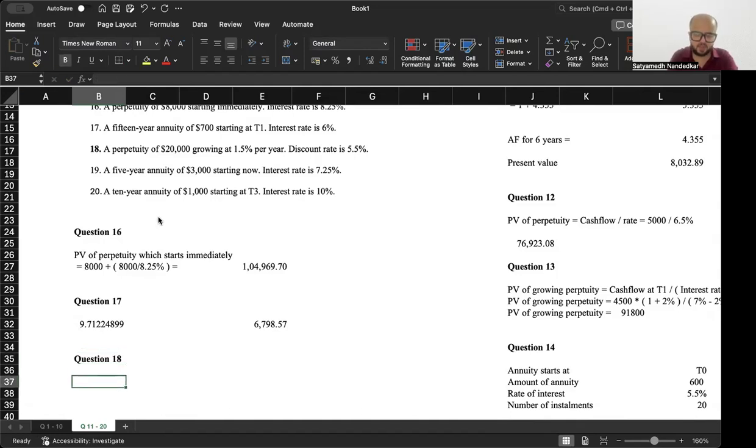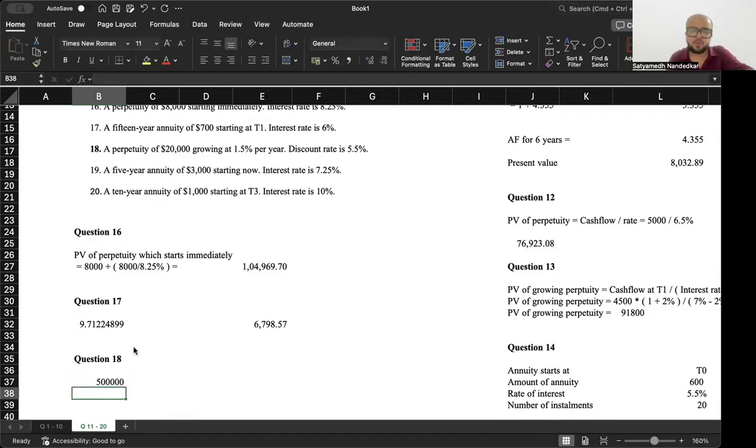A perpetuity of 20,000 growing at 1.5% per year. Question 18. Now you know how to go about it. 20,000 into 1 plus 1.5% divided by 5.5% minus 1.5%, which is 5,07,500. It is growing at the rate of 1.5% per year. The question you should be asking yourself is, should you multiply it by 1 plus 1.5% or should it just be this?